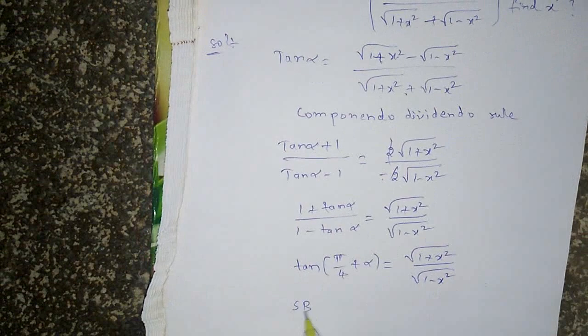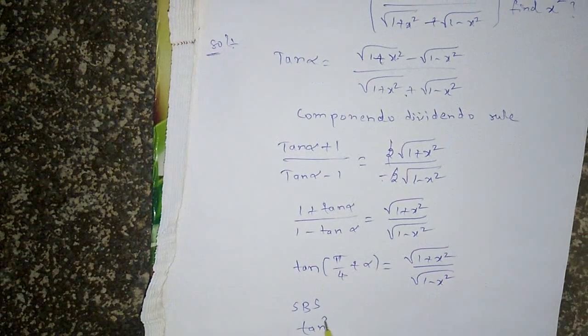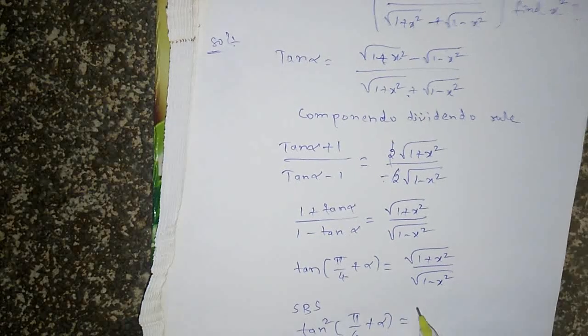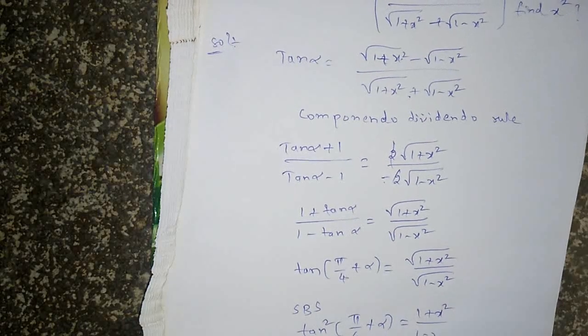Now squaring on both sides, this is tan square of pi by 4 plus alpha equals 1 plus x square by 1 minus x square.